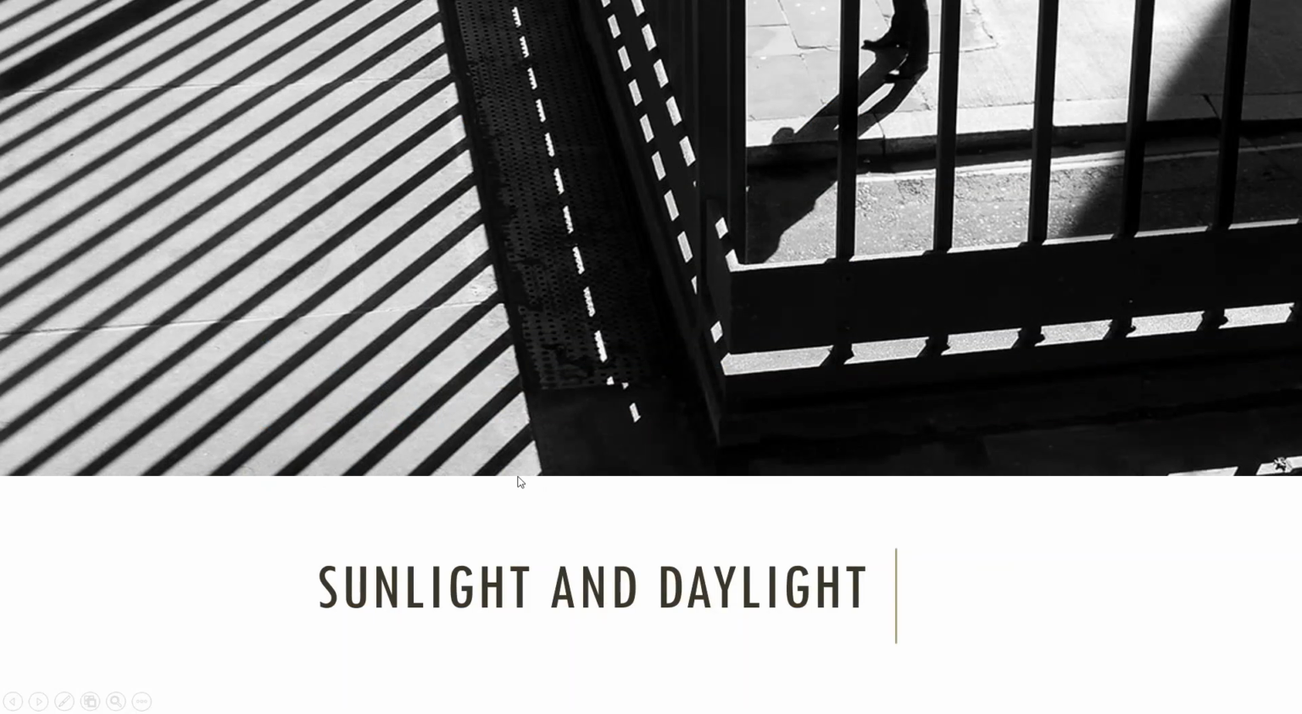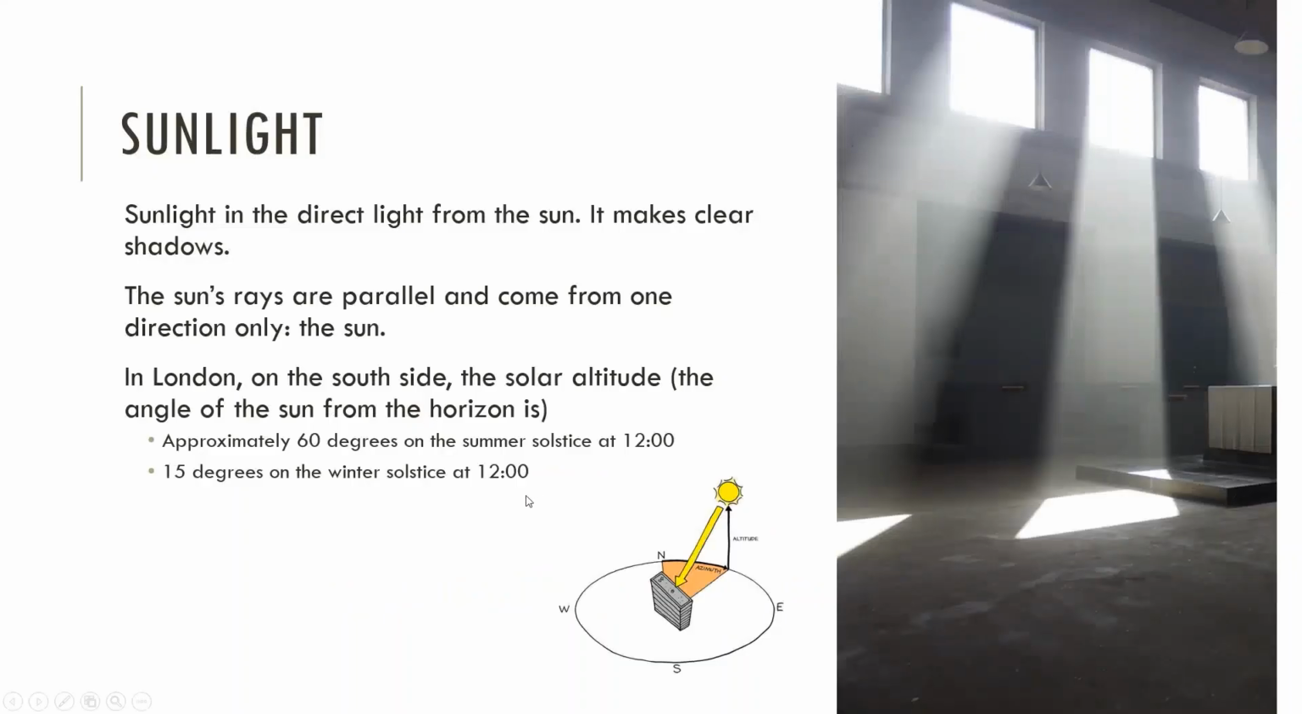Now sunlight and daylight. There's a difference between sunlight and daylight. So first I'm going to talk about sunlight. Sunlight is the direct light from the sun. It makes shadows, very clear shadows and very clear patterns of sunlight. The sun's rays are parallel and they come from one direction only, which is the sun. Now here the sun rays don't look parallel, it's just because of the angle.